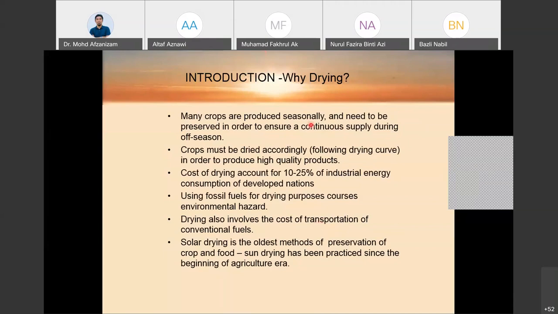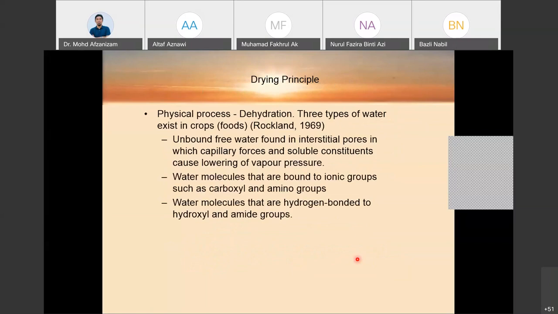Crops are produced seasonally and need to be preserved in order to ensure continuous supply. Crops must be dried accordingly in order to produce a high quality product. Crop drying accounts for 10 to 25% of energy consumption. Using fossil fuel for drying causes environmental hazard and involves the cost of transportation of conventional fuel. Sun drying is the oldest method of preservation of crops and food. Sun drying has been practiced since the beginning of the agriculture era. So that's the reason or motivation why we go for the drying activity. So, drying principle, okay.